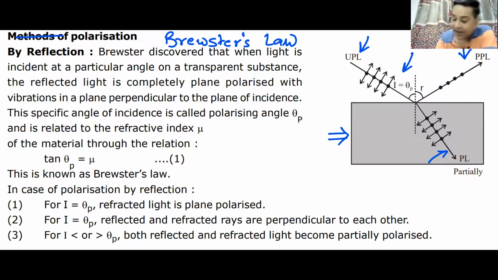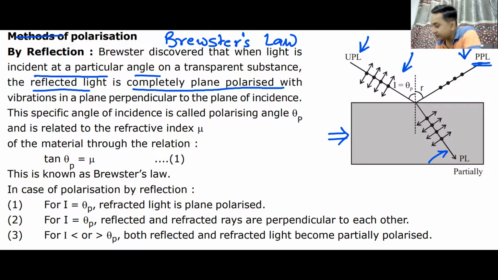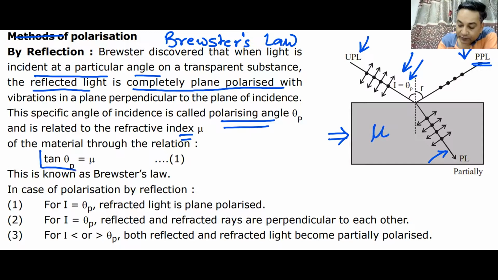Yes, sir. At one particular angle of incidence, the reflected light, this one, is completely plane polarized. This angle is known as the polarization angle or polarizing angle and is related to the refractive index of this material. The refractive index of this material is mu. Tan of the angle of polarization is mu, and this law is known as your Brewster's law.